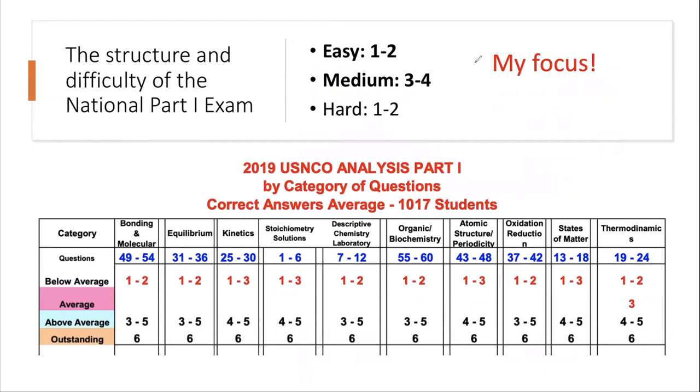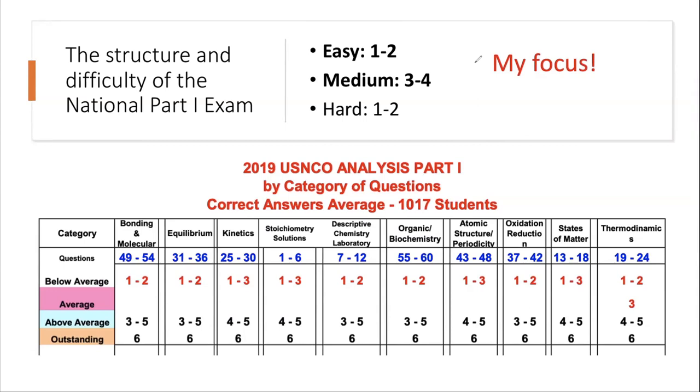Because my mocks are typically a little bit more challenging, and there will be a deeper conceptual understanding or more complicated computations involved. Okay, you guys all know the 10 topics, right? We don't need to talk about that. Typically, the difficulty of the national part 1 is like this. There will be 1 to 2 easy questions. That means the average will be relatively high, and there will be 3 to 4 medium questions. There will be 1 to 2 hard questions.